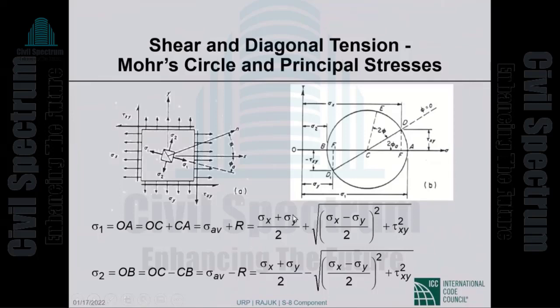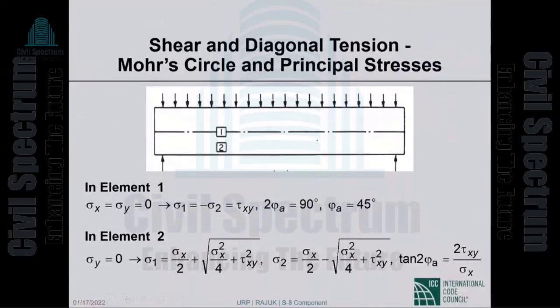if sigma x is 0, sigma y is 0, then sigma 1 is simply tau xy, and sigma 2 is also tau xy. The directions are different. This is plus tau xy, this is minus tau xy. And that's what we have written here. Sigma 1 is negative sigma 2 is equal to tau xy. And if you want the inclination of that shear stress, 2 phi a comes out to 90 degrees and phi a comes out to 45 degrees.